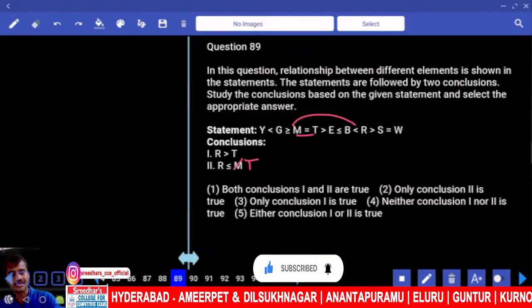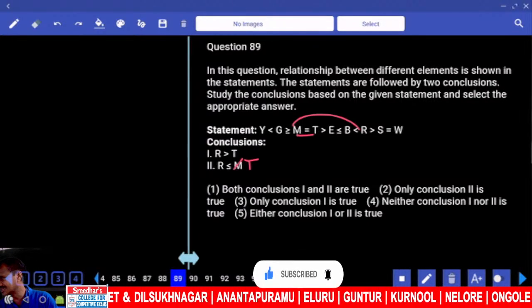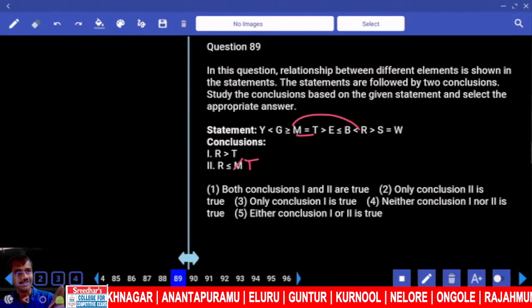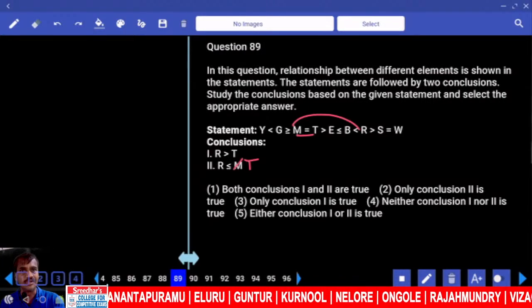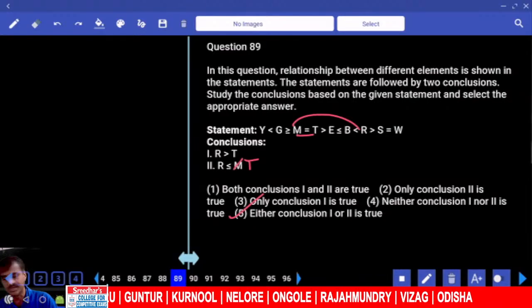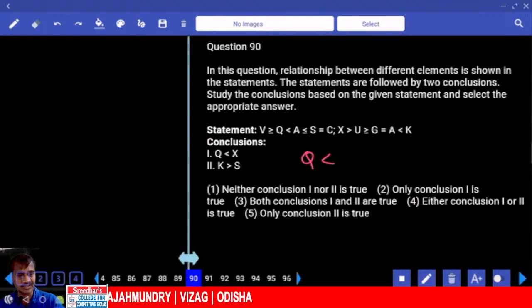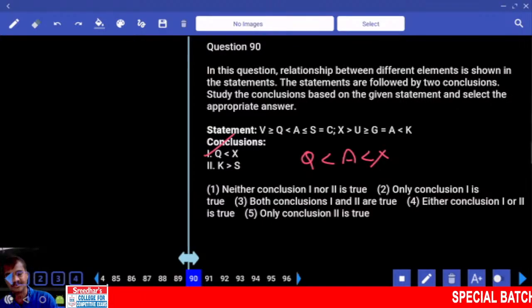Hence, between R and T, opposite symbols, one greater than, the other lesser than or equals to. All the three symbols are present between two letters. Hence, it is either 1 or 2, choice for 89. Then coming to question number 90. Now in this 90, Q and X. Q is here, X is here, which element is common? A is common. Q lesser than A, and X greater than A. Now Q lesser than X, definitely true.